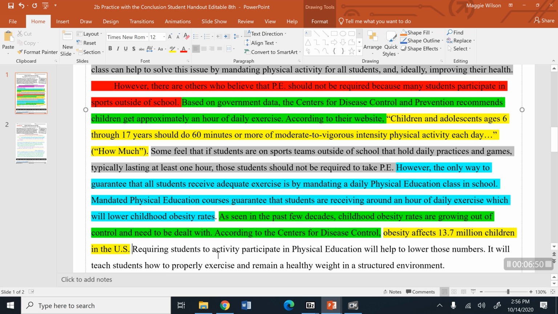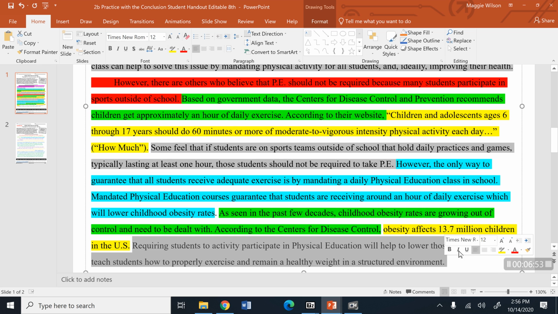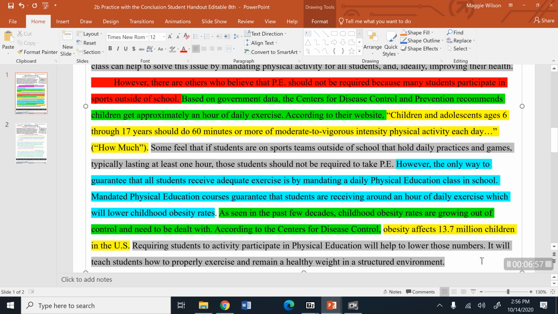And then, of course, the rest of the paragraph is my justification, which, since I don't have orange, I will highlight in gray. Okay, so this is what you're supposed to be doing.